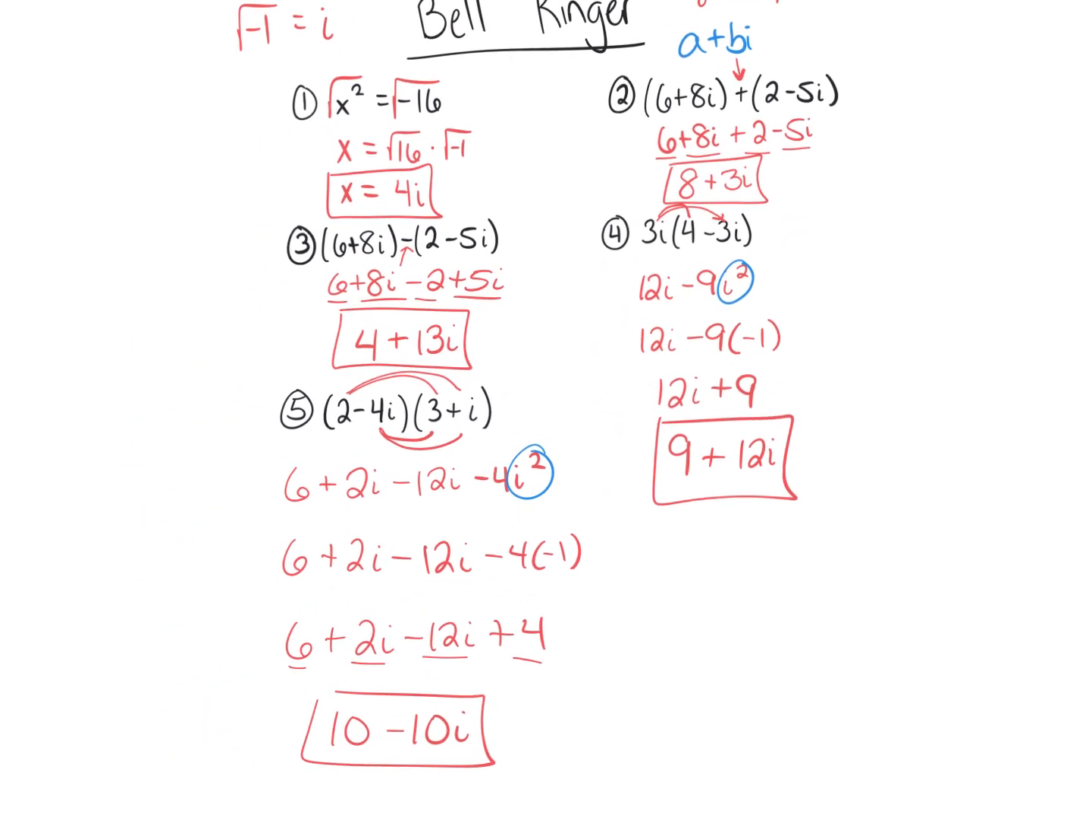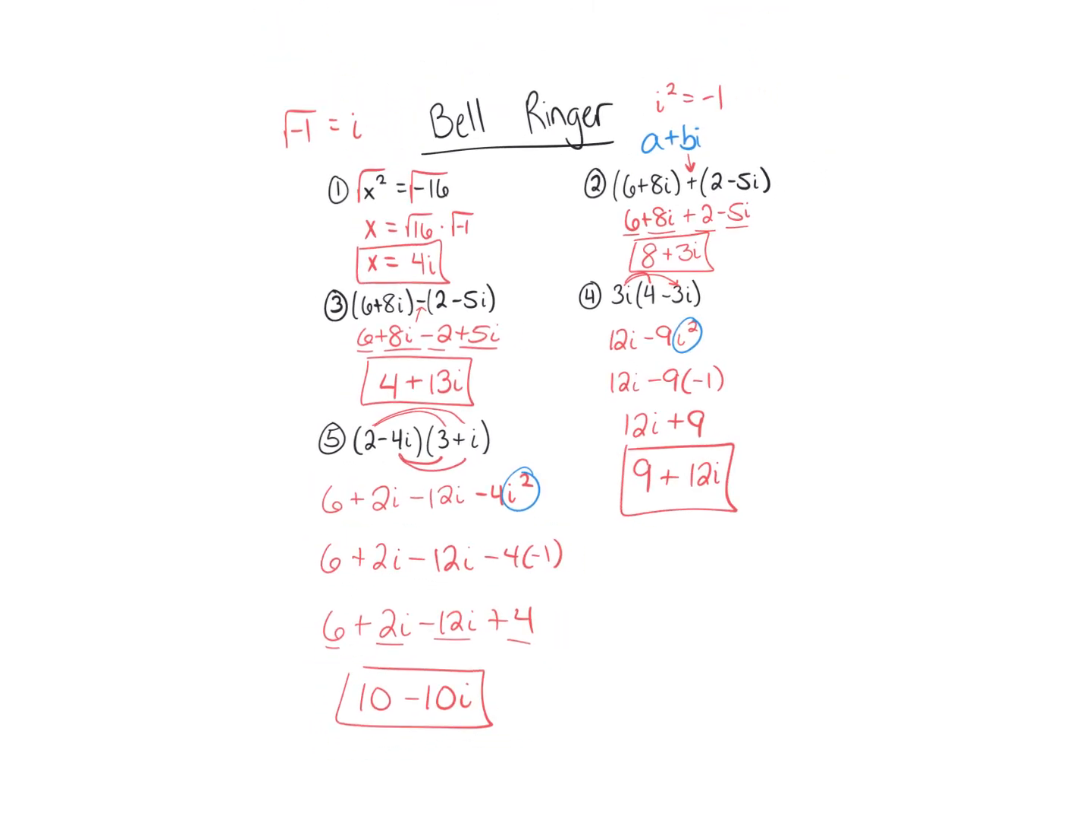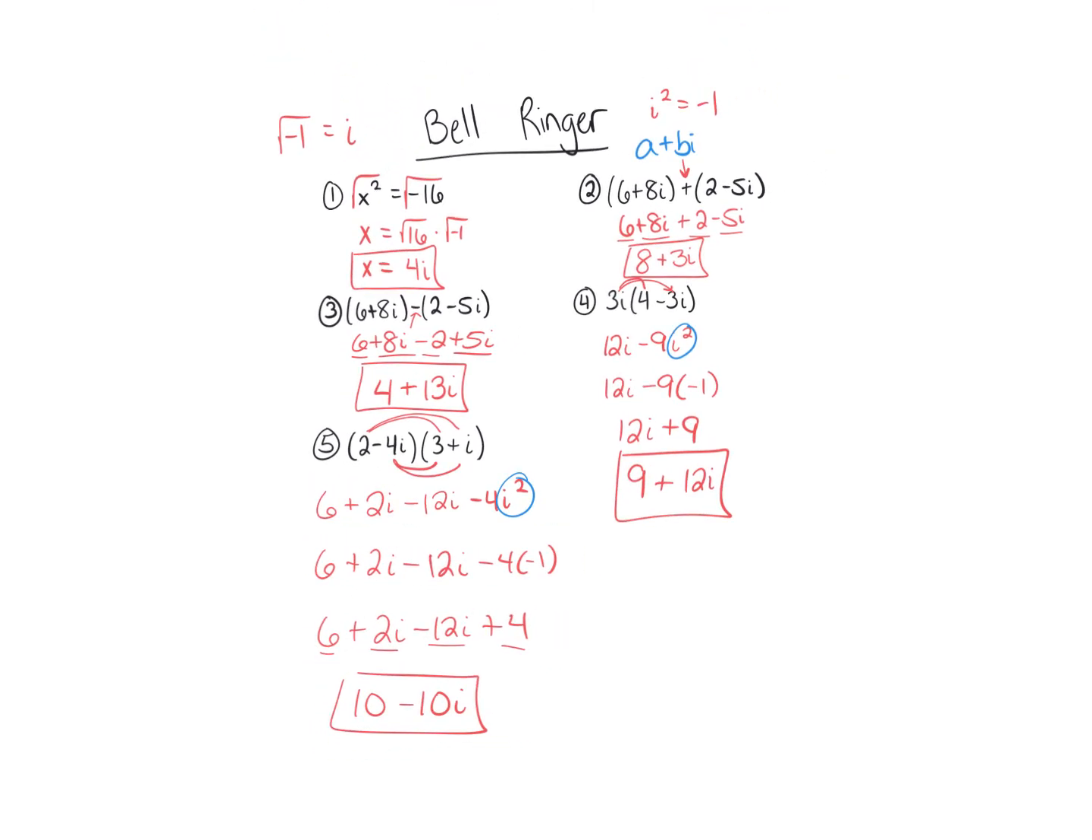Question. What makes all of our answers here complex numbers? The i. The i is what makes them complex numbers. Remember, that i comes from the square root of negative 1. And then we use i squared equals negative 1 to help us continue simplifying our complex numbers. So, we did that on example 5 right here.